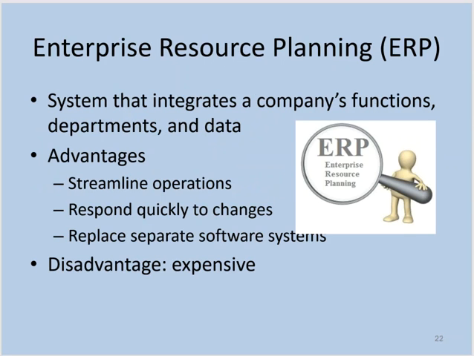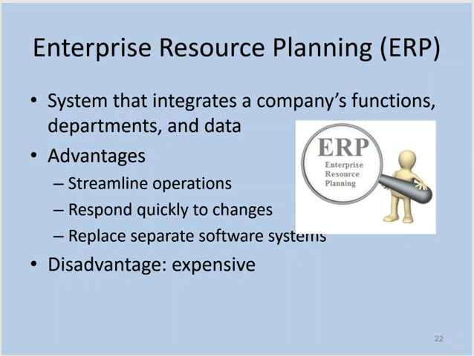Enterprise Resource Planning, or ERP systems, is one system that integrates all of a company's functions. So it will tie human resources to production. ERP systems integrate all of a company's functions like human resources, production, accounting, sales. All of those systems are tied together and integrated.